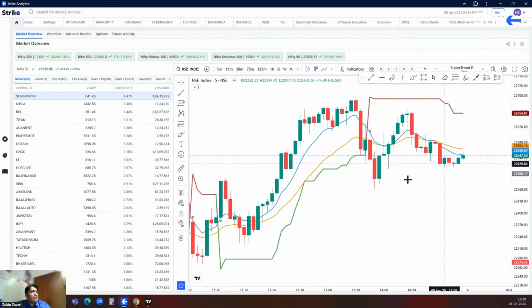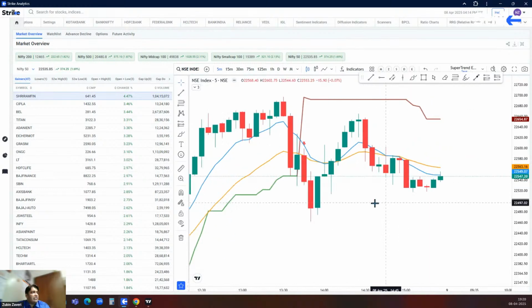So this is the 5 minute chart of Nifty. Okay, same method. All right.